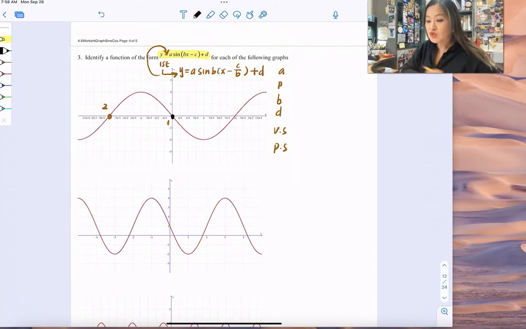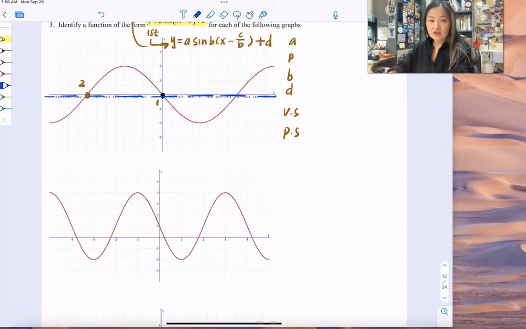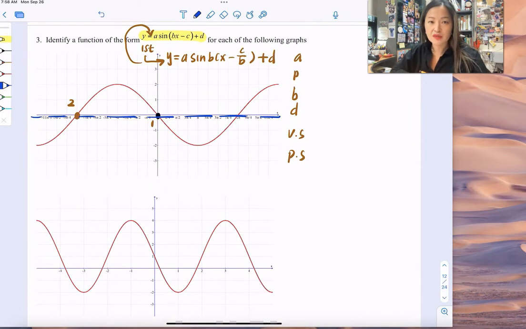And if you notice right away, I can see that the midline is 0, because the amplitude is from here to here, maximum to the midline and minimum to the midline. So I'm going to sketch out a little midline here. I like to do the dotted line so I can visualize that the midline is there. So again, vertical shift, none.